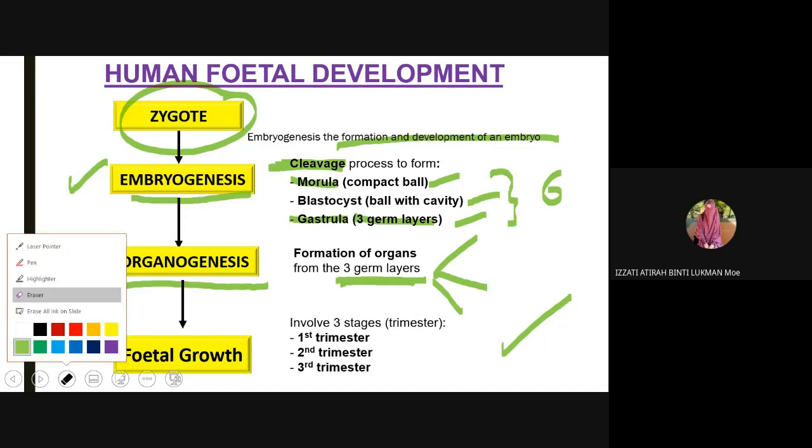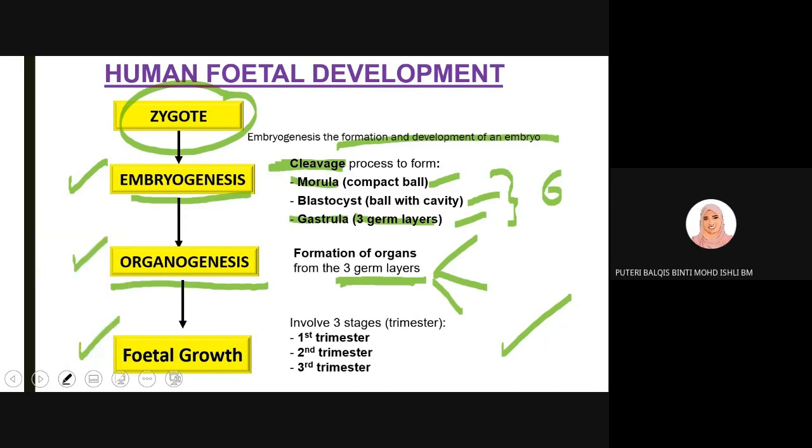Ectoderm, endoderm, mesoderm. Okay, ectoderm, endoderm, and mesoderm. Mesoderm tengah-tengah lah. Lepas tu kita ada fetal growth, involve 3 stages. First trimester, second trimester, third trimester.